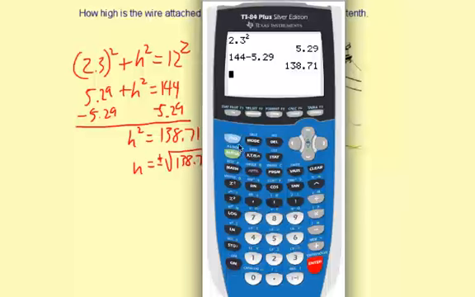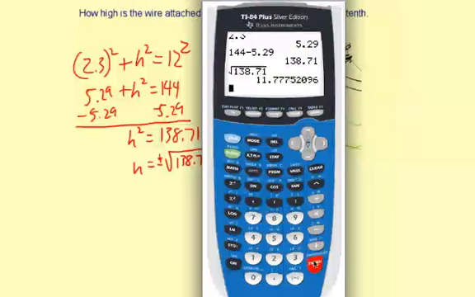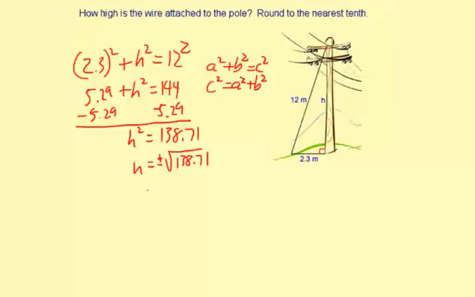So let's do the square root of 138.71, 11.77, and so on. We're rounding to the nearest tenth, so it'll be 11.8. It's meters, so our height here, 11.8 meters. And that's the distance from the bottom of the pole to the top where the wire attaches.